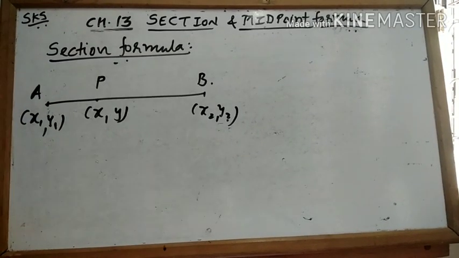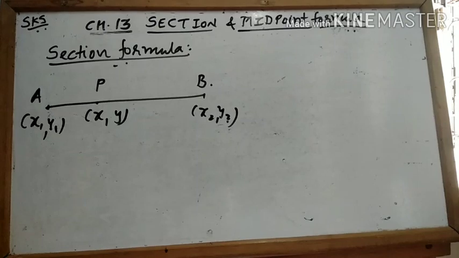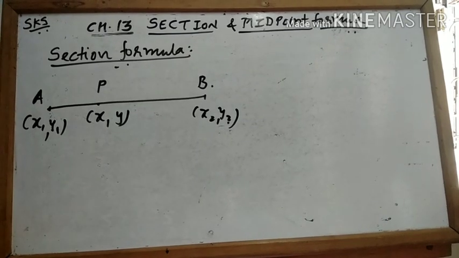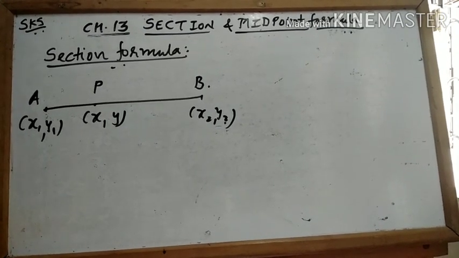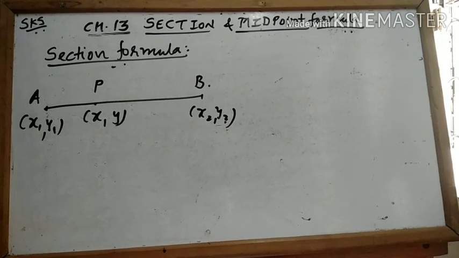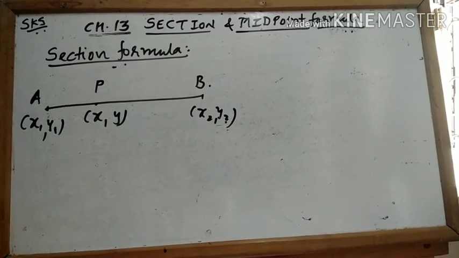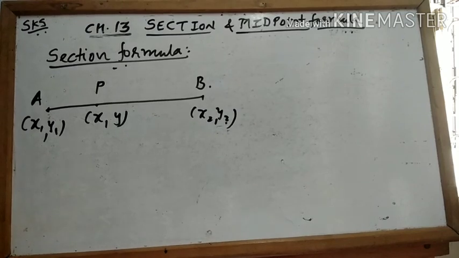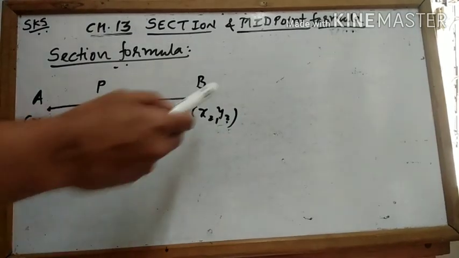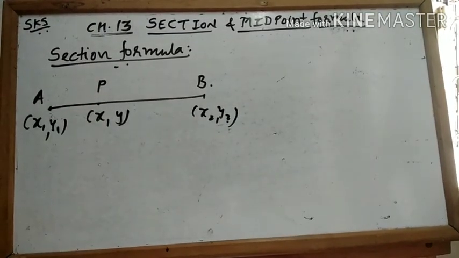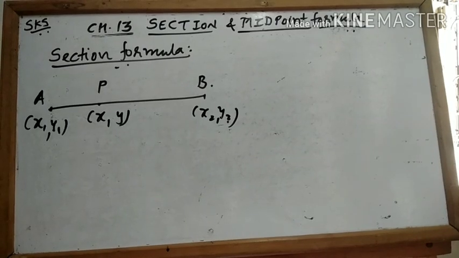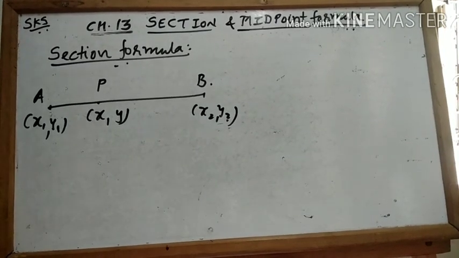Just now we saw the midpoint formula. Next, what we are going to see is called the section formula. It is a little more complex compared to the midpoint formula. Now here I have segment AB whose endpoints are A and B, having coordinates x1, y1, and B has coordinates x2, y2.